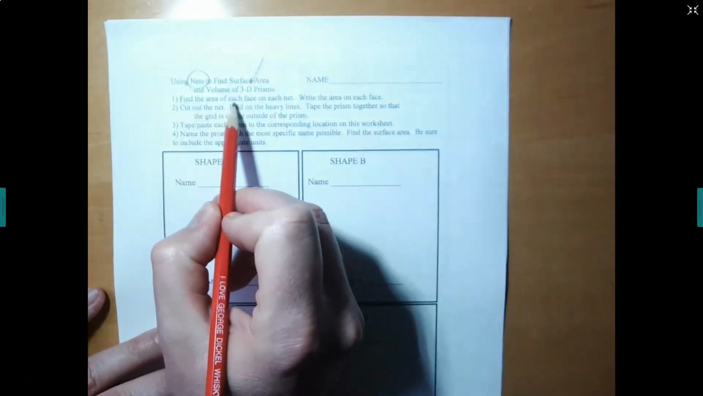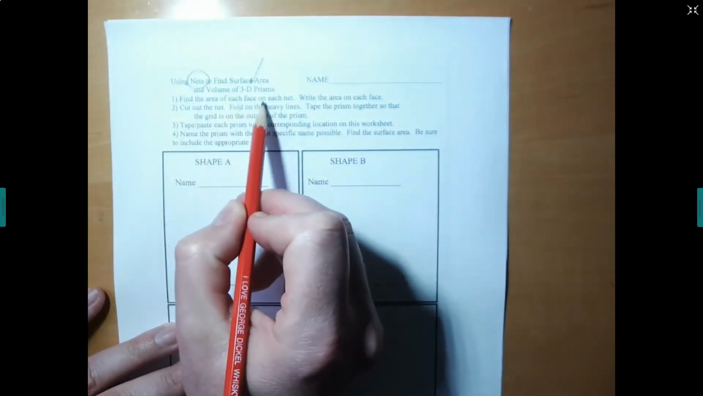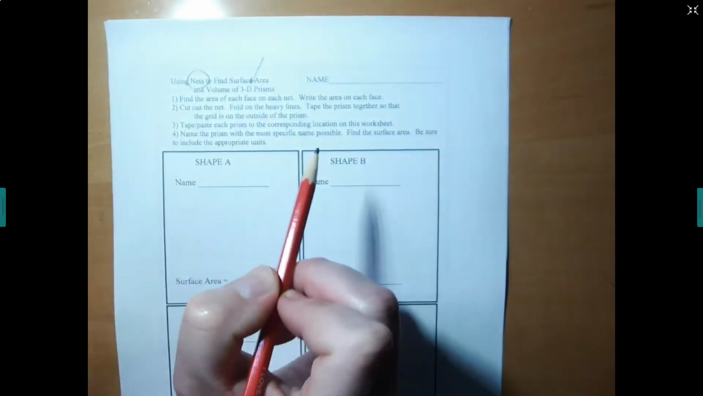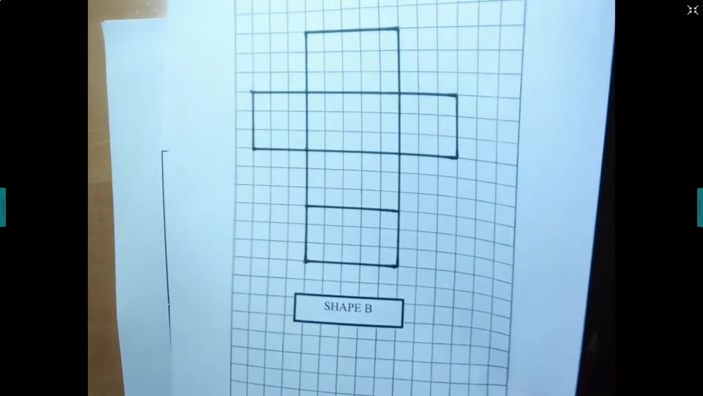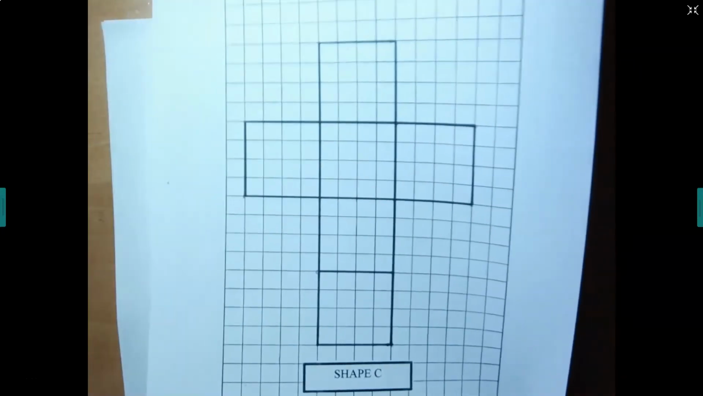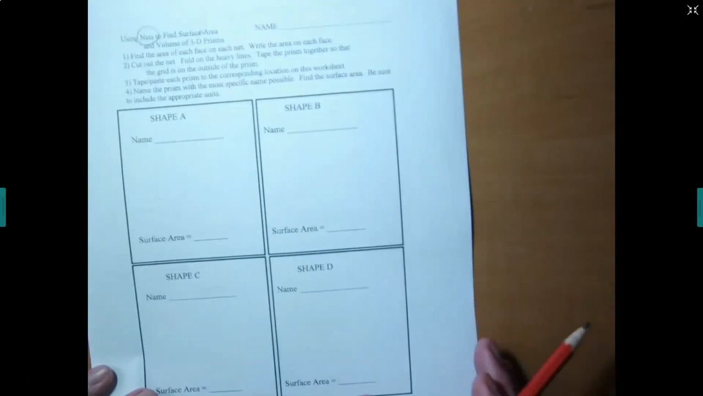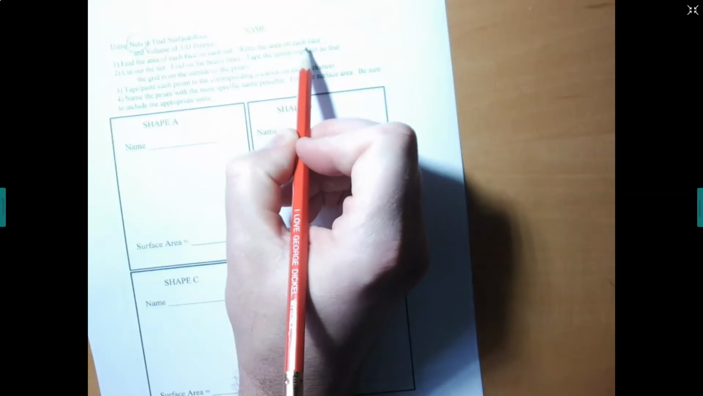So, 1. Find the area of each face on each net. Okay, so you have different nets. You have shape A. You have shape B. You have shape C, D, E, F, G, and lastly, H. Alright, so we're going to do that. Write the area on each face.